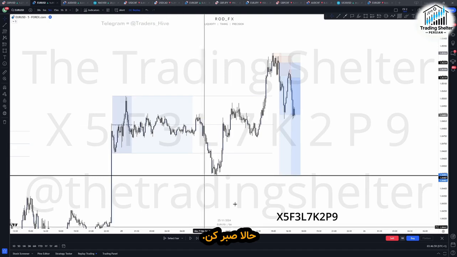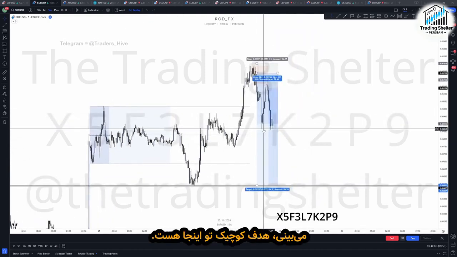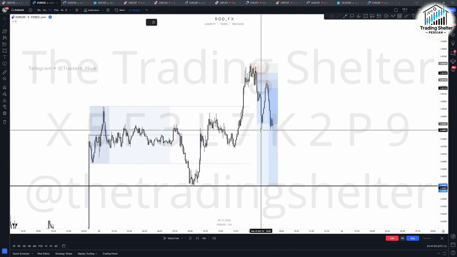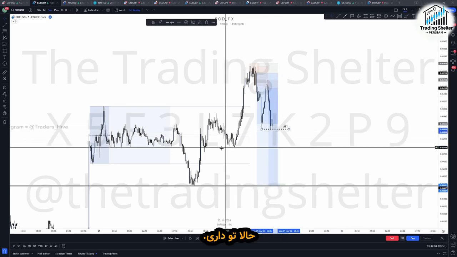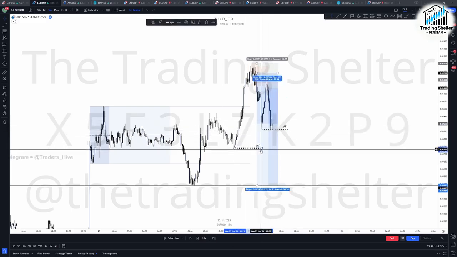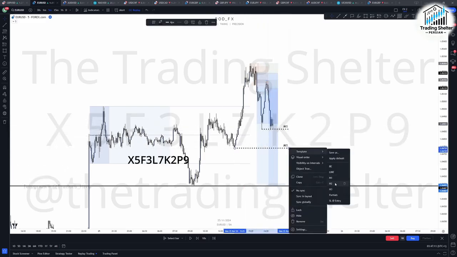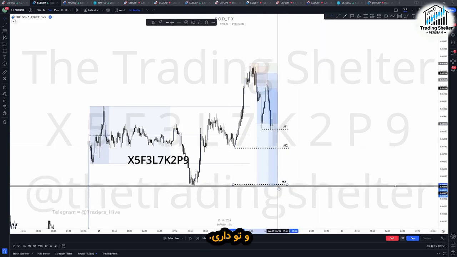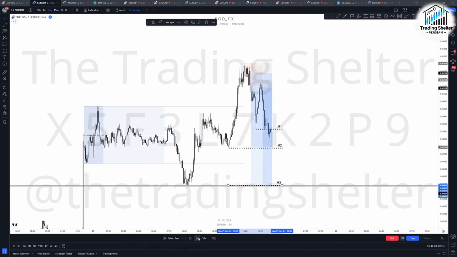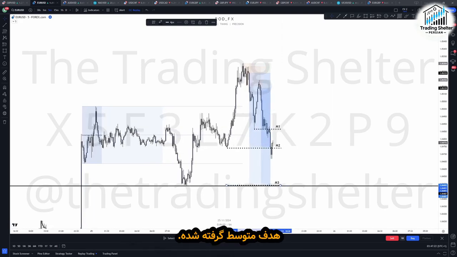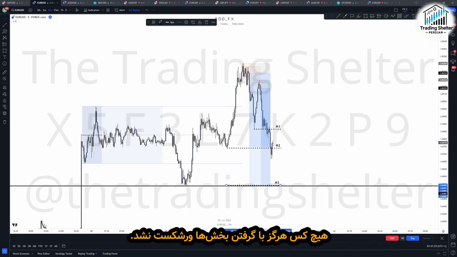Now you wait. See, you have your minor target here. Let's see. M1. Now you have your M2 and your M3. You play price. Medium target taken. You remove 50% if you want. Take the partials you want. Nobody ever got broke taking partials.